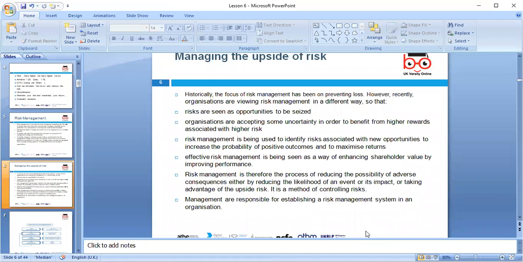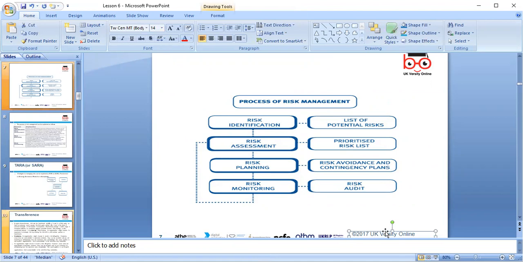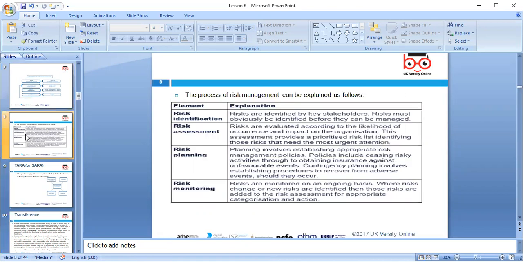Risk management is a process of reducing the probability of adverse consequences, so you always have a contingency plan in place. When you look at the risk management process, always look at risk identification, risk assessment, risk planning, and risk monitoring. List the potential risks and prioritize which are high, medium or low risk. We can use red, amber and green ratings to prioritize which risk is high and which is low.